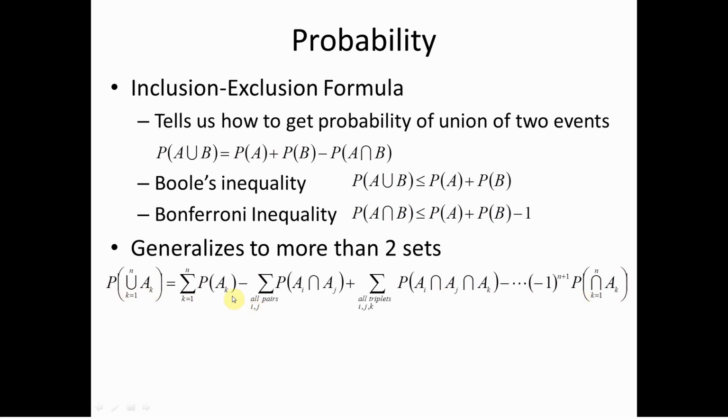And notice how it works. We take the sum of the probabilities, subtracted from the sum of the probabilities of the pairwise intersections, add that to the sum of the probabilities over all the intersections of any 3 distinct sets, and we keep doing this. And notice what happens is we keep changing the sign, and we look over the intersections where we increase the number of sets being intersected by 1 until we get to this final term. Again, you can prove this, but I'm not going to ask you to.